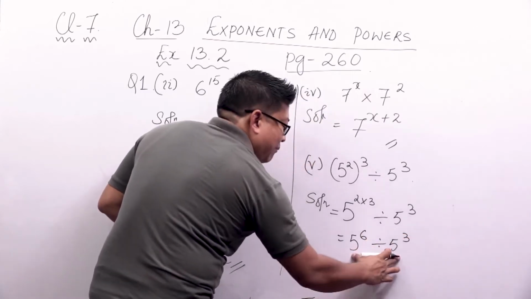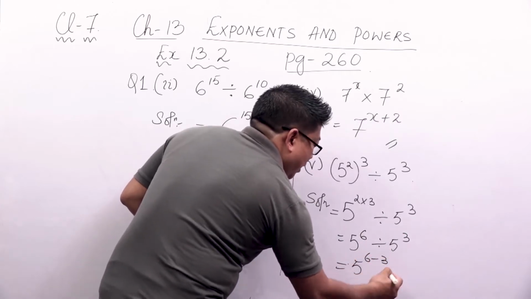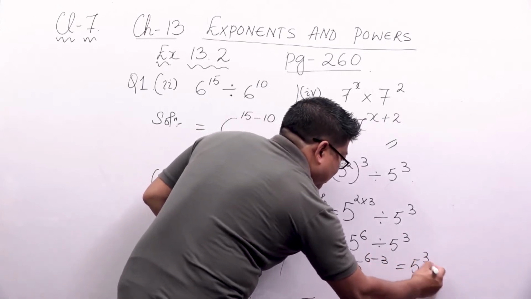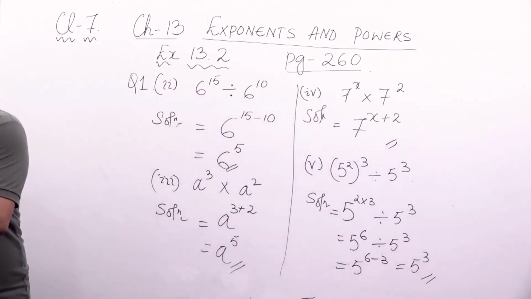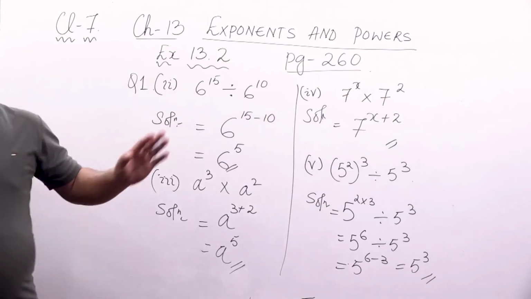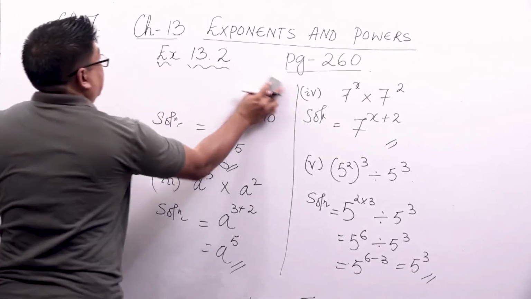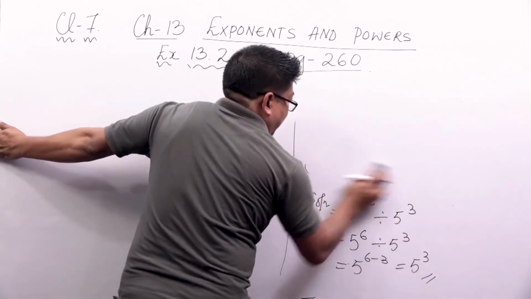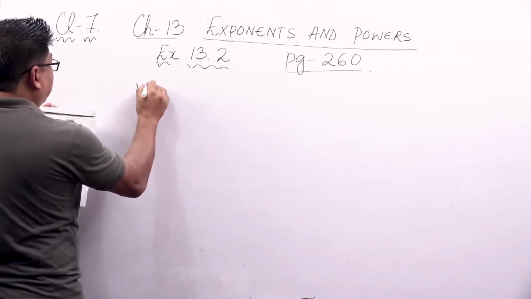So now you have same base and divide. That means base will be same, power will be subtracted. So your answer is 5 to the power 3. Okay. So this is about the first part of the question. Let's move on to the next parts. Let's look at question 7.